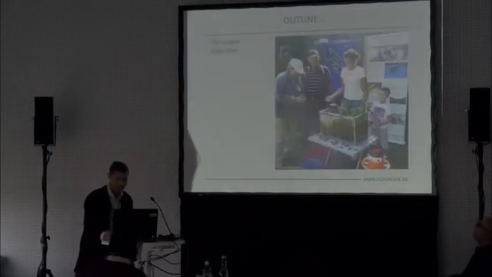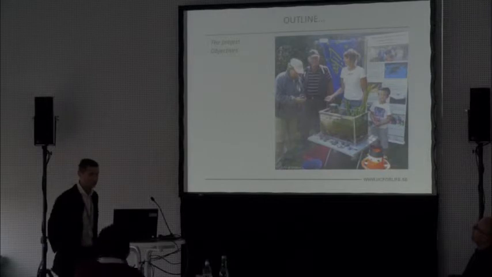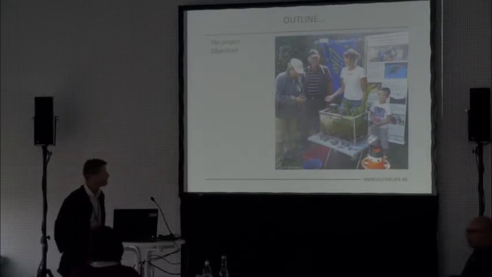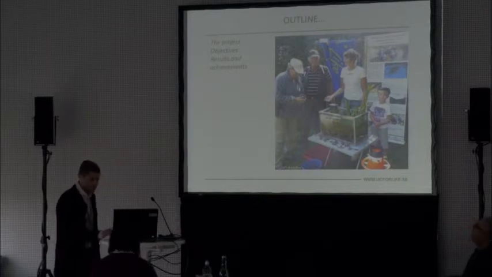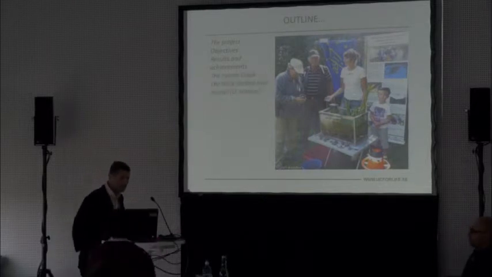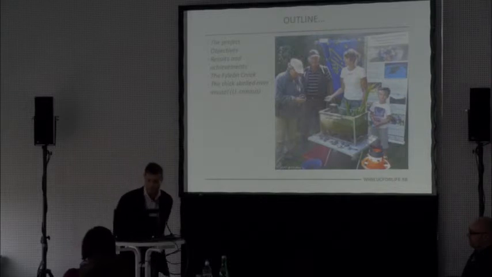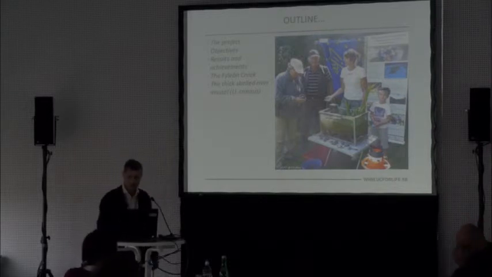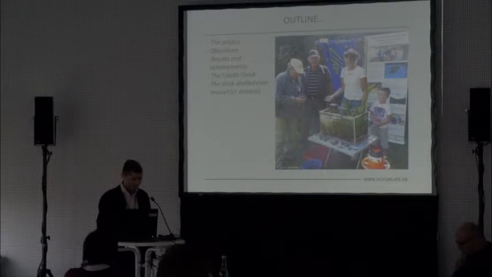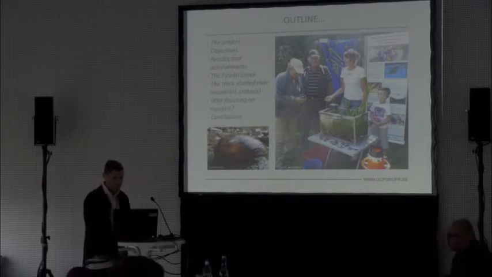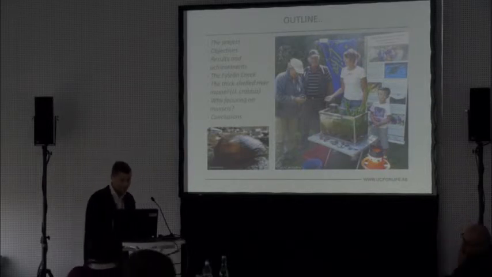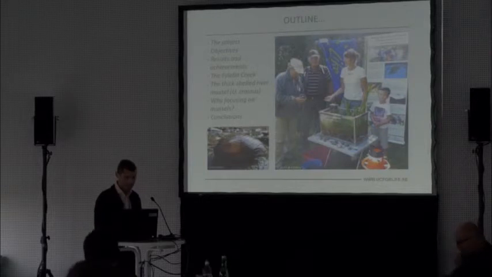And the outline of this presentation will be that I will give you some basics about the project and the objectives. Some of the results and achievements from 1 out of 12 project sites, the Filon Creek, and I will also give you some information about the work we've been doing with the thick-shelled river mussel, Unio crassus, and I will end the presentation telling you why we're focusing on this mussel species, and also some conclusions.